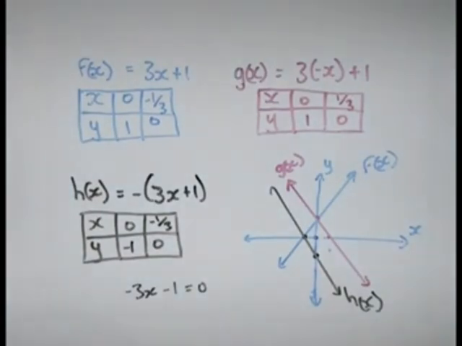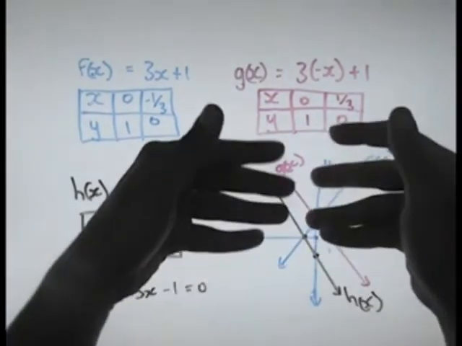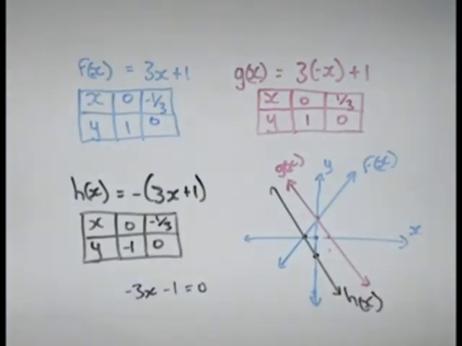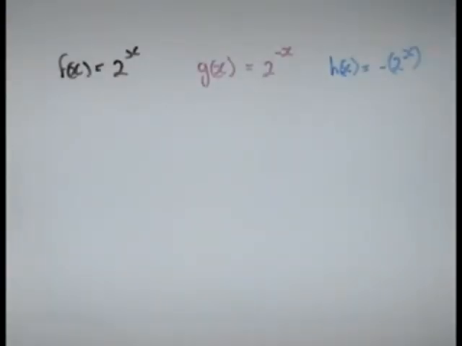So the rules are, when we are flipping about the y-axis, the x values become negative, or if it is negative x values, it will become positive. And when we are flipping about the x-axis, the y values become negative, or if they are already negative, they become positive.